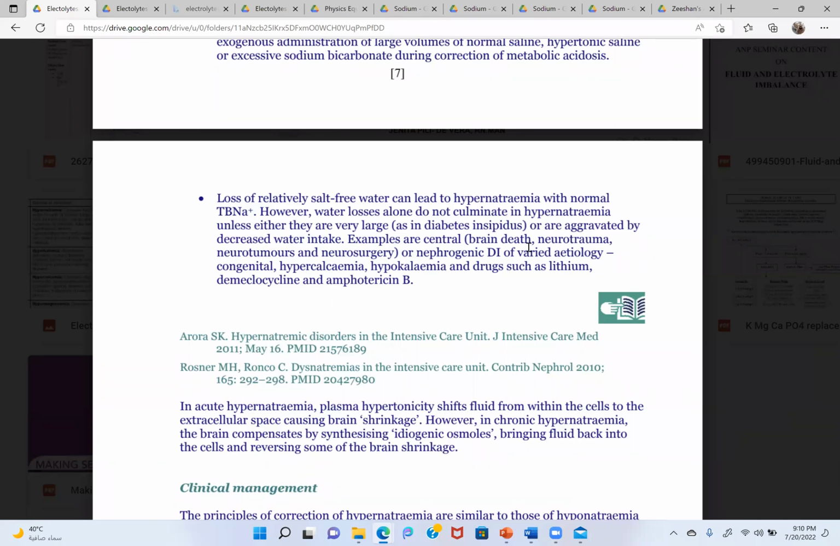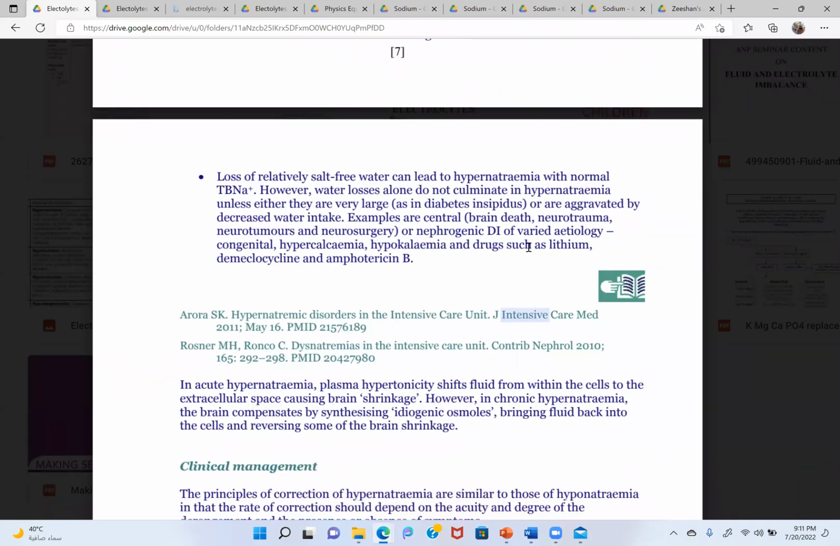So if these age groups or these patients are disoriented, with dementia, they will be at more risk of exaggerating this problem. They told about central causes, like brain death or neurotrauma, or nephrogenic, in which there is lack of response of the kidneys. Either it is the brain or the ADH is there. And you know how to differentiate between central and nephrogenic? How do you differentiate?